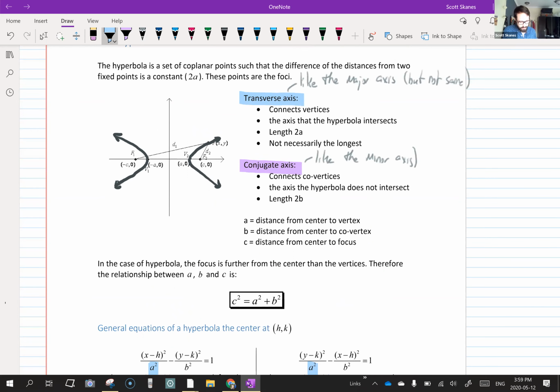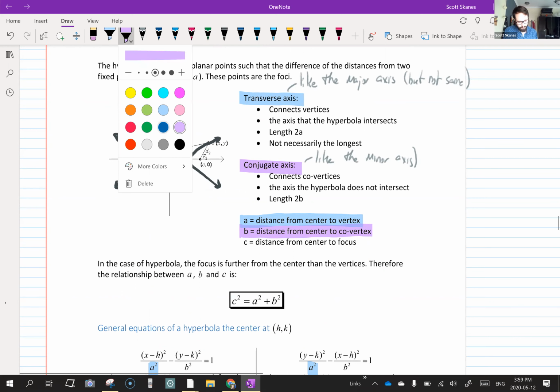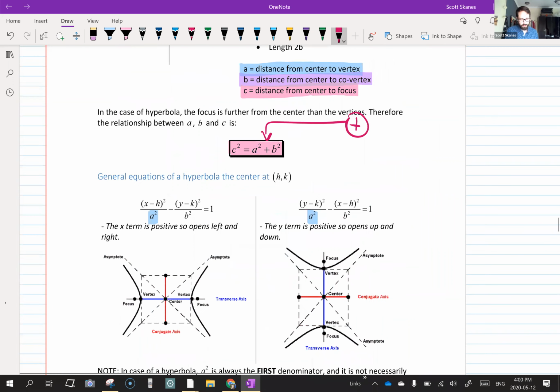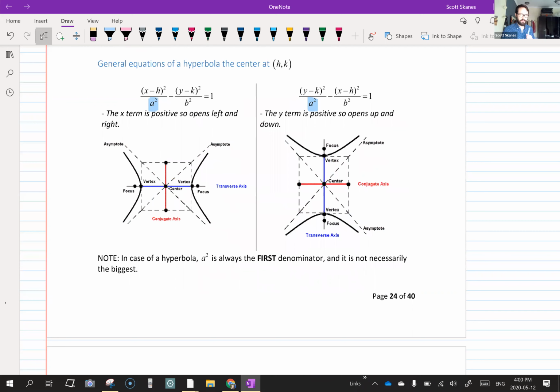There's other things that are very similar. A is still the distance from the center to the vertex. That didn't change. B is still the distance from the center to the co-vertex. That didn't change. And finally, C is still the distance from center to focus. That didn't change. The only thing that did change is, notice this, it's now positive. So instead of being negative, it's positive, but you have the formula sheet, you can use it. And that's the big difference, okay? Let's keep going. And you'll see once we do the examples, these are not that bad.